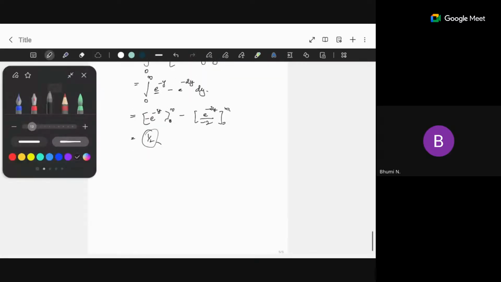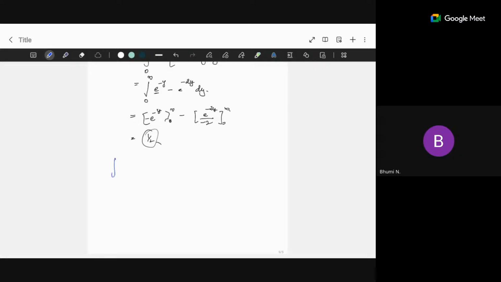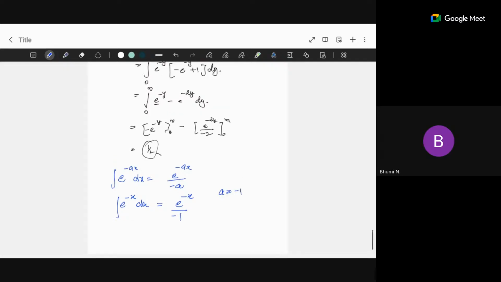Okay. So for integrating e raised to the power minus x with respect to x, it will be e raised to the power minus x divided by minus 1. In general terms, if this is e raised to the power minus a of x, then integrating it gives e raised to the power minus a of x divided by minus a. So for e raised to the power minus x, it will be e raised to the power minus x upon minus 1, since a is 1. That's why I put a minus here.